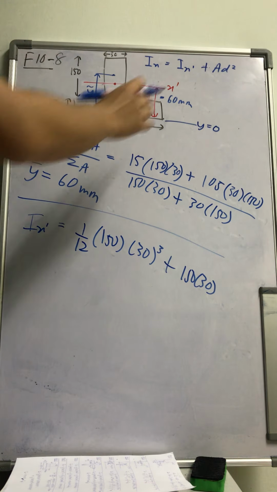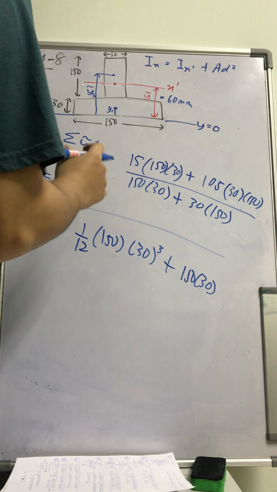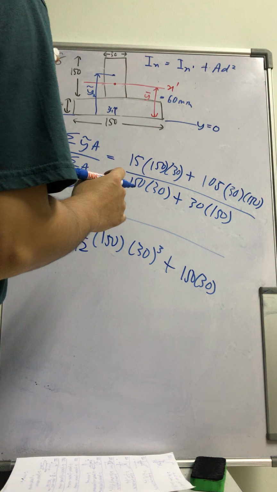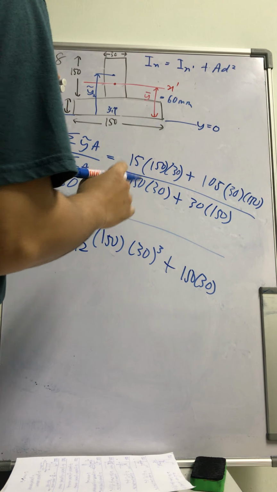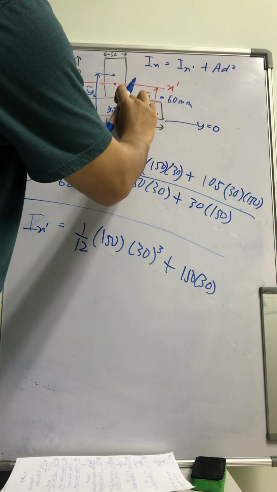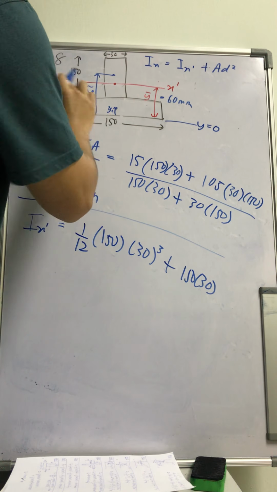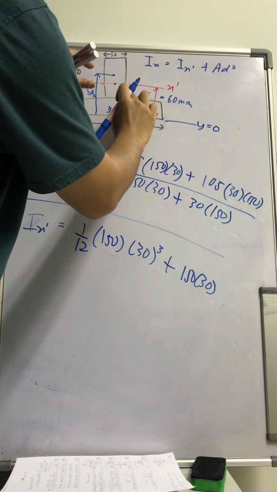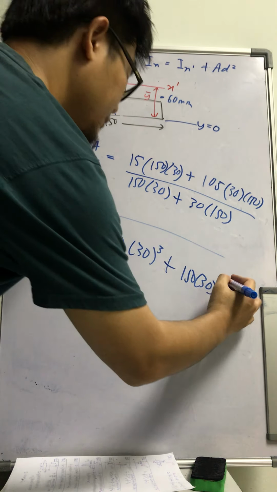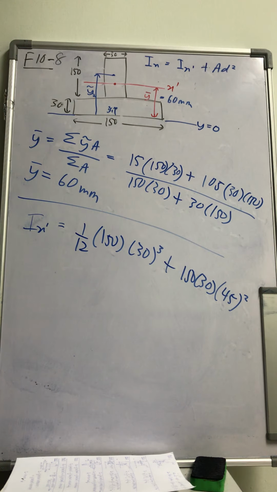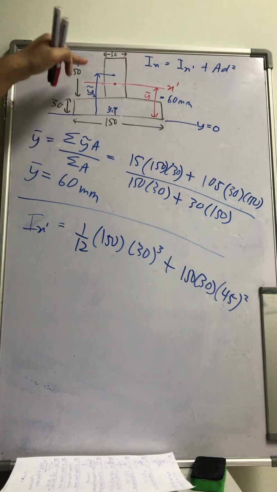The d is what? How much is between this and that? You know this is 60, and you know this is 15, because it's half of 30. So subtract them: 60 minus 15, so you get 45 squared. The d is 45. This one is for the one at the bottom.